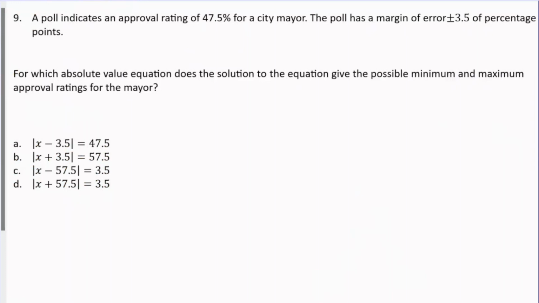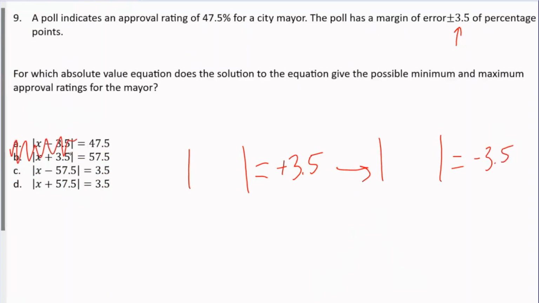All right, so because we know our plus or minus is 3.5, I know both my equations should equal positive 3.5 in the absolute value and equal negative 3.5. So I already know I can eliminate A and B. All right, so now we're going to take our 47.5%, and we know we can be less by 3.5 or more by 3.5. So we're going to take 47.5, and we're going to subtract 3.5, which is going to get us 44. And we are also going to add 3.5, which is going to get us 51. So these are the 2 possible percentages.